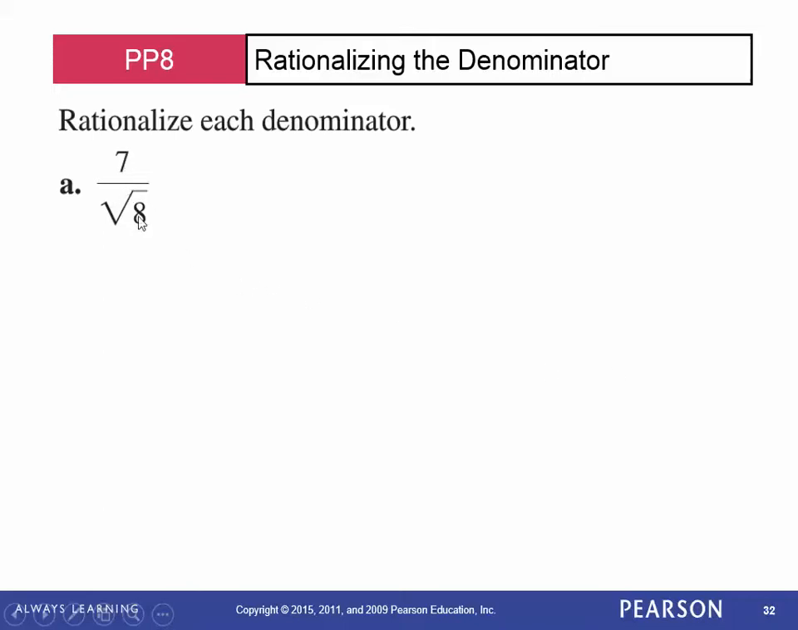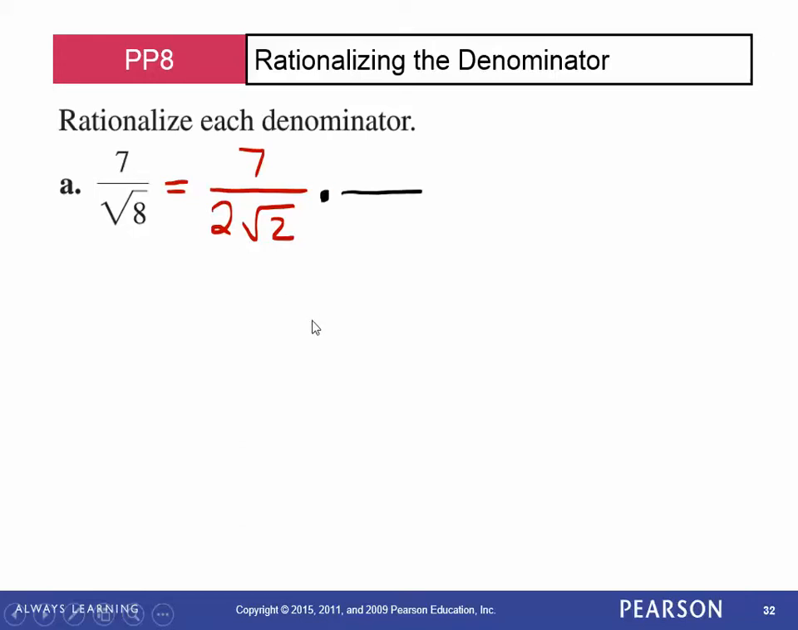So 7 divided by radical 8. I want to get rid of this radical. First of all, can I simplify the square root of 8? Yeah, it's actually 4 times 2, which really becomes 2 on the outside and radical 2 on the inside. So simplifying as much as we can. And now we have to get rid of this radical.